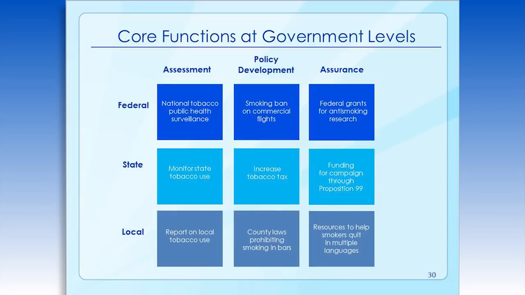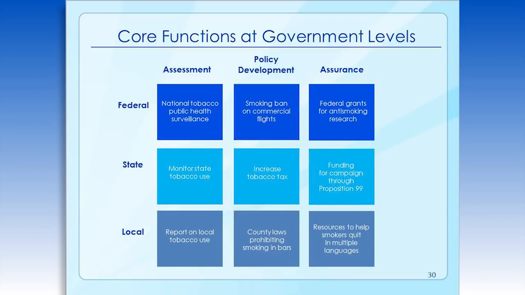At a local level, local communities also report on tobacco use, so that is a way that they conduct assessment to gather data and diagnose. Then that moves again to policy development. So you have county laws that prohibit smoking in bars and restaurants, maybe in your county, which those are good things. And then assurance at the last level is an example of that.